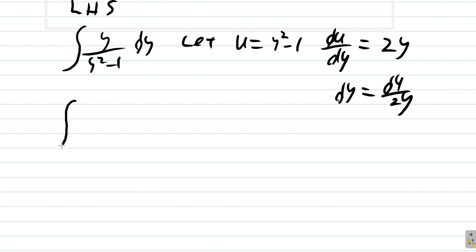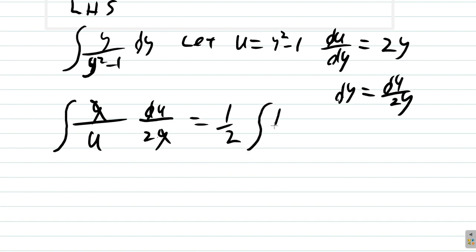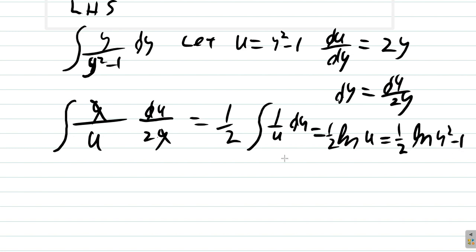So what we have is the integral of y over u, where u is y squared minus 1. So it's over u times dy, but dy is du over 2y. Y would cancel y. So what we have, let's put the 2 around here. So it's half integral of 1 over u du, which is half ln u. And then this would be half ln y squared minus 1.